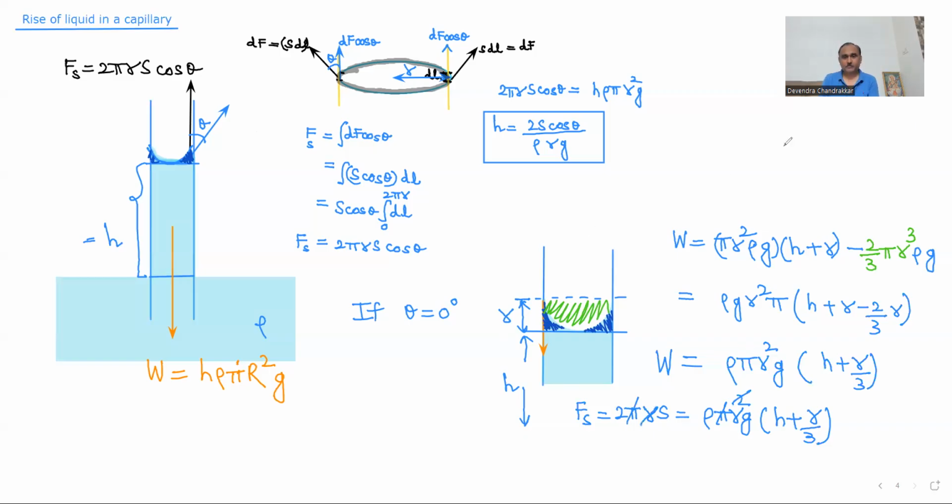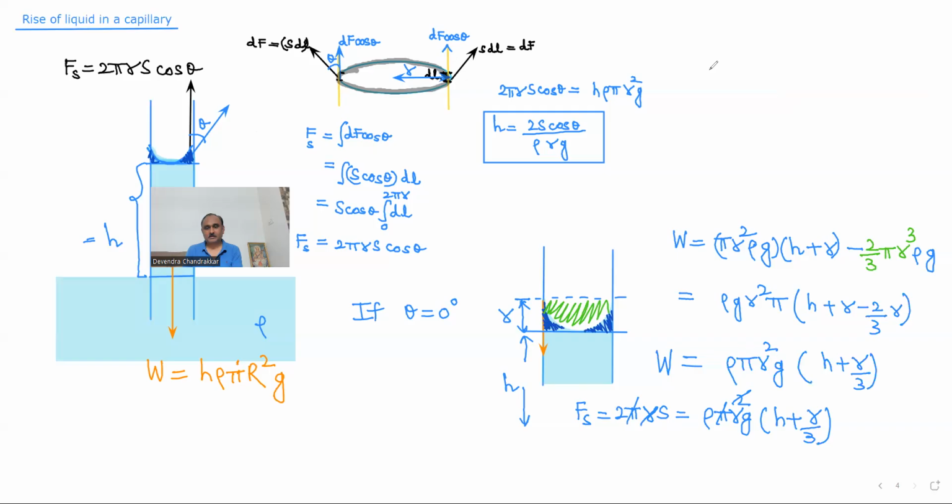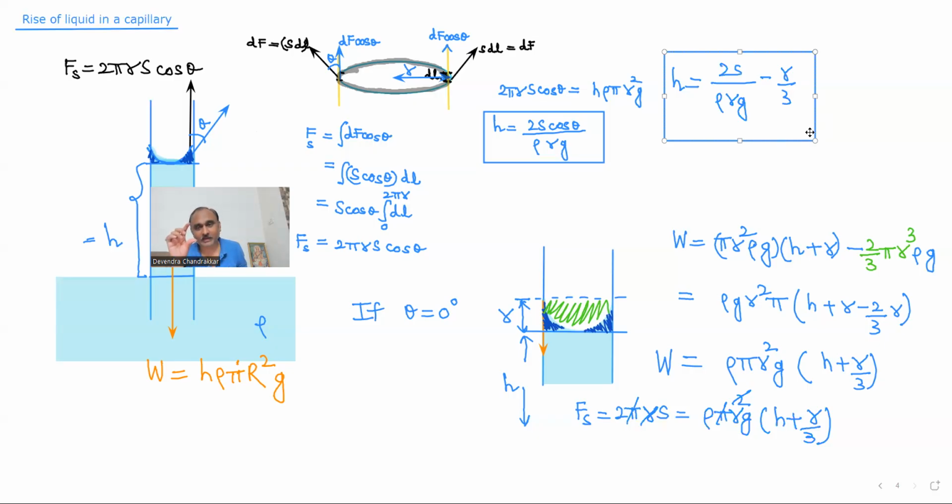This cancels out. This is 2s upon rho rg minus r by 3, which is the height of the liquid which has gone up in the tube. लिक्विड के अंदर इतना हाइट गया वो, सॉरी ट्यूब के अंदर लिक्विड. ठीक है, ऑल ऑफ यू अंडरस्टूड इट और नॉट? Yes, sir. This is the case when we are taking theta as 0 under ideal conditions.